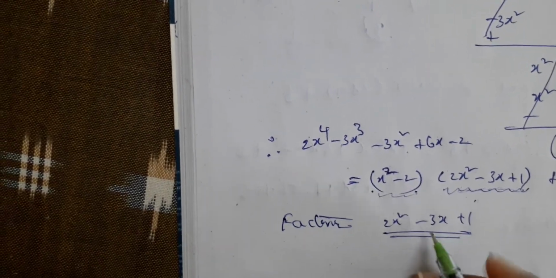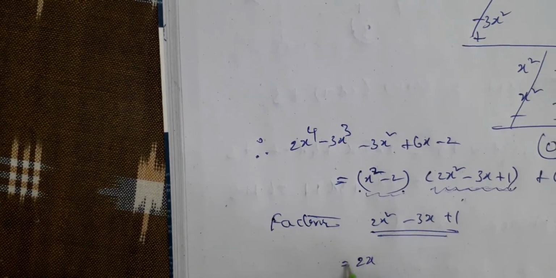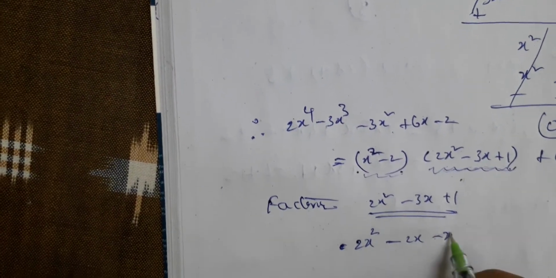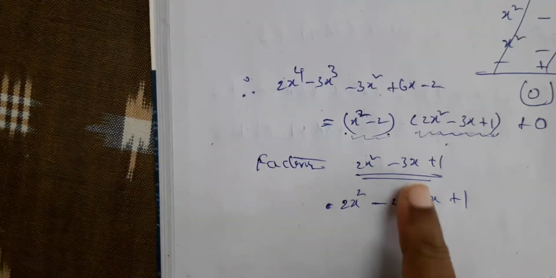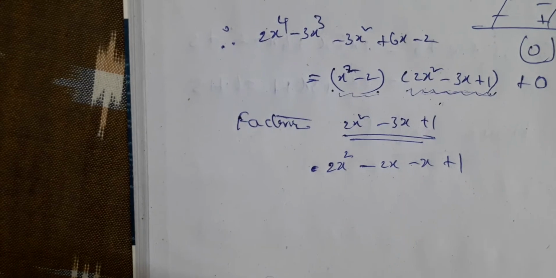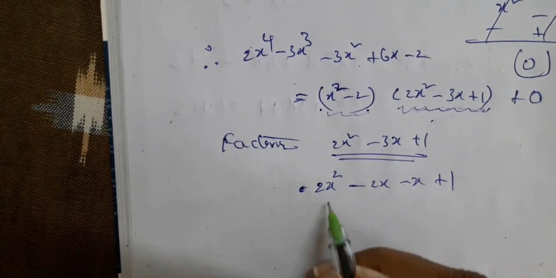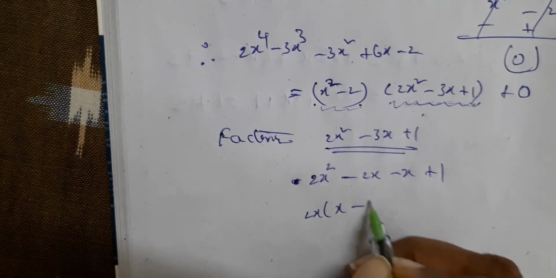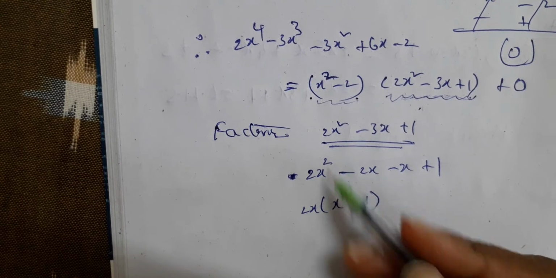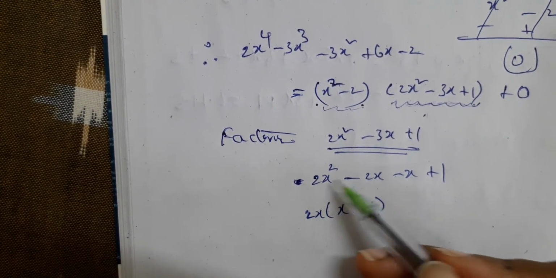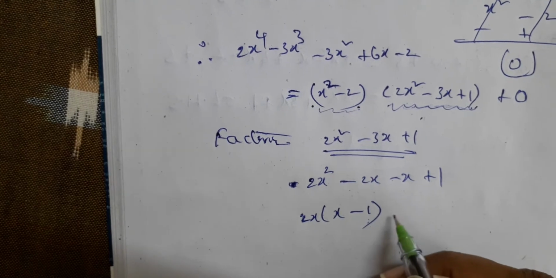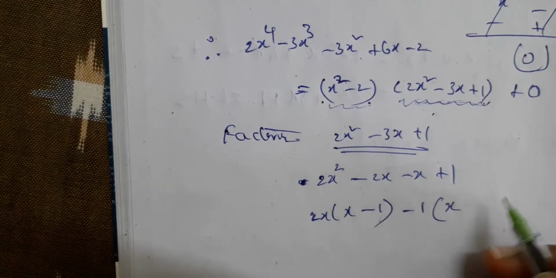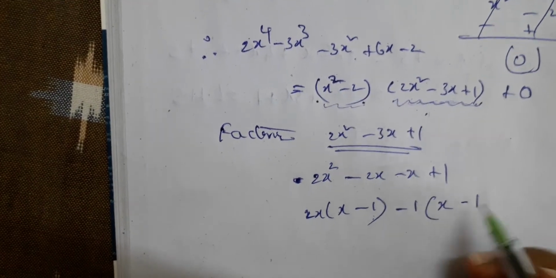So I'll split the middle term. So that is 2x square minus 2x minus x plus 1. So I am splitting the middle term into minus 2x minus x. So therefore 2x square minus 2x minus x plus 1. So what's the next step? Taking 2x common, you have x minus 1, is it not? So 2x into x is 2x square. So 2x into minus 1 is minus 2x. So let me take minus 1 common here. So minus 1 in the sense it is plus x. Minus of minus plus, therefore here minus 1.